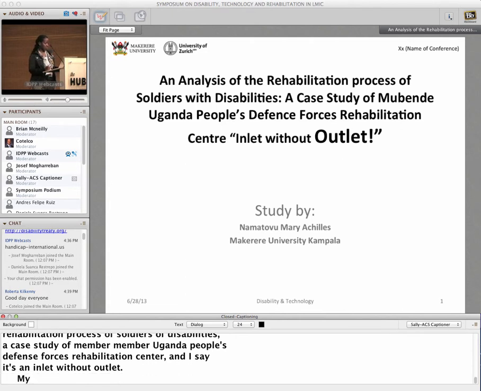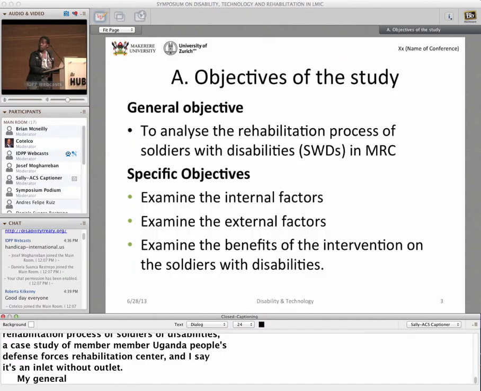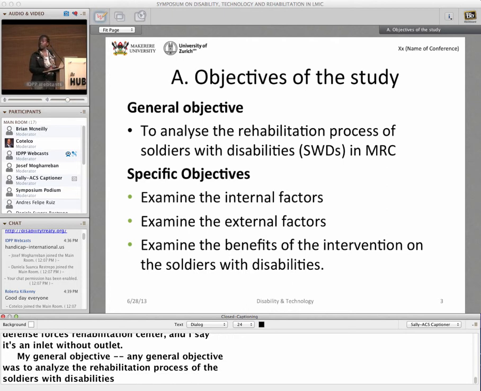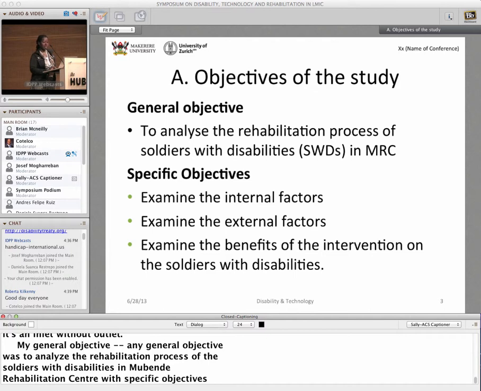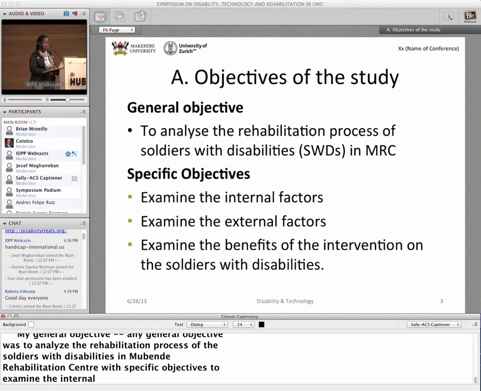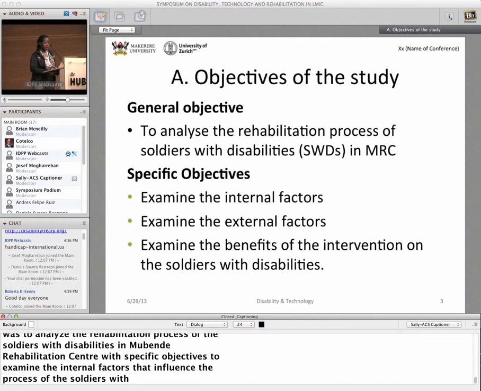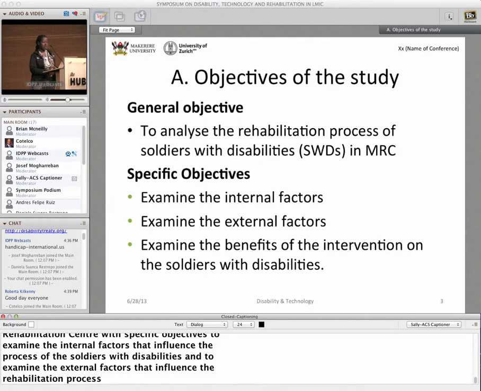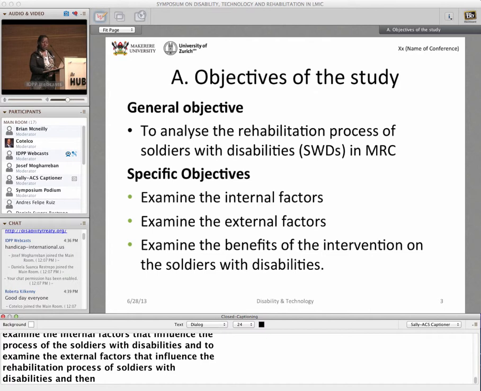My general objective was to analyze the rehabilitation process of the soldiers with disabilities in Mubende Rehabilitation Centre, with specific objectives to examine the internal factors that influence the rehabilitation process of the soldiers with disabilities, and to examine the external factors that influence the rehabilitation process of the soldiers with disabilities, and then to examine the benefits of the interventions on the soldiers with disabilities.